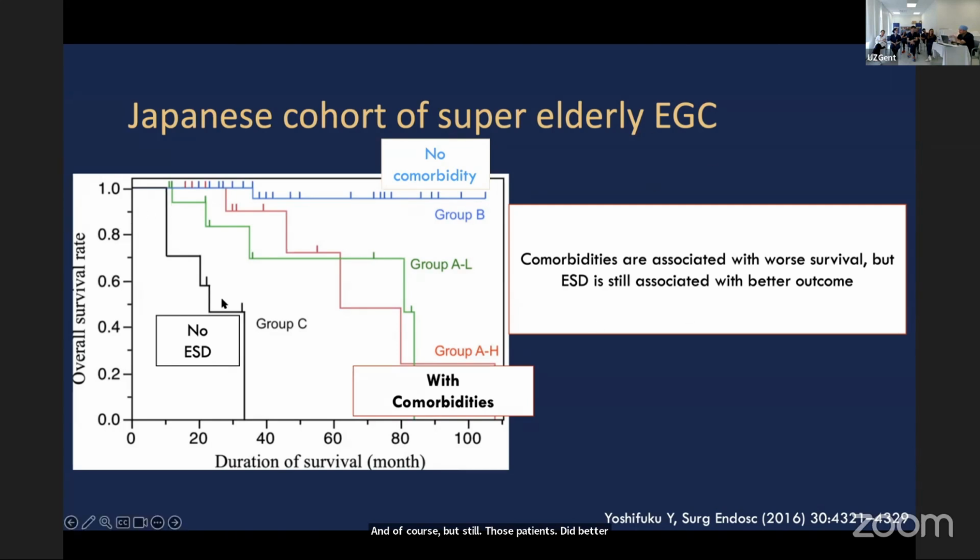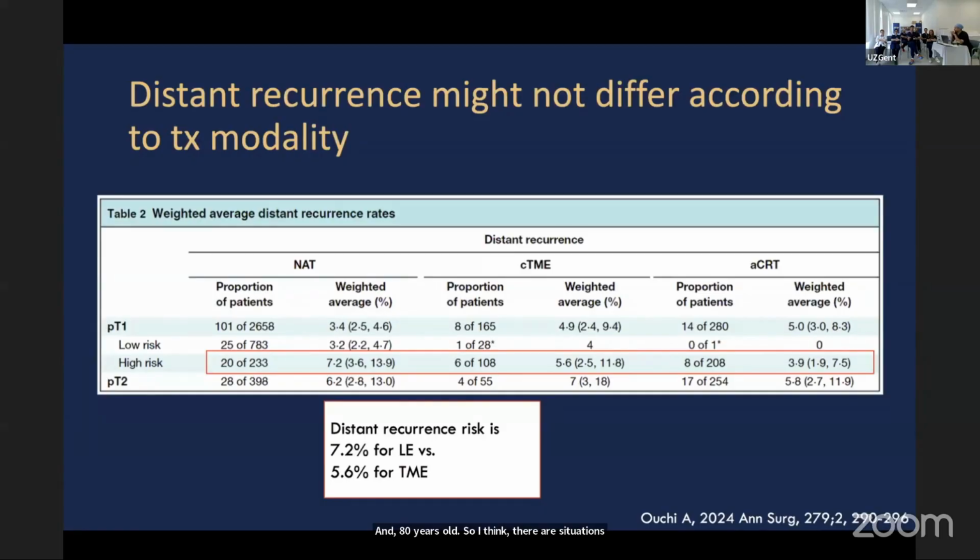And now that's very important, isn't it? Because it's often said to you as an ESD practitioner, what are you doing, doing this procedure on a 90-year-old? Well, here's some significant evidence that actually age is a number. Of course, this has to be discussed with the patient.